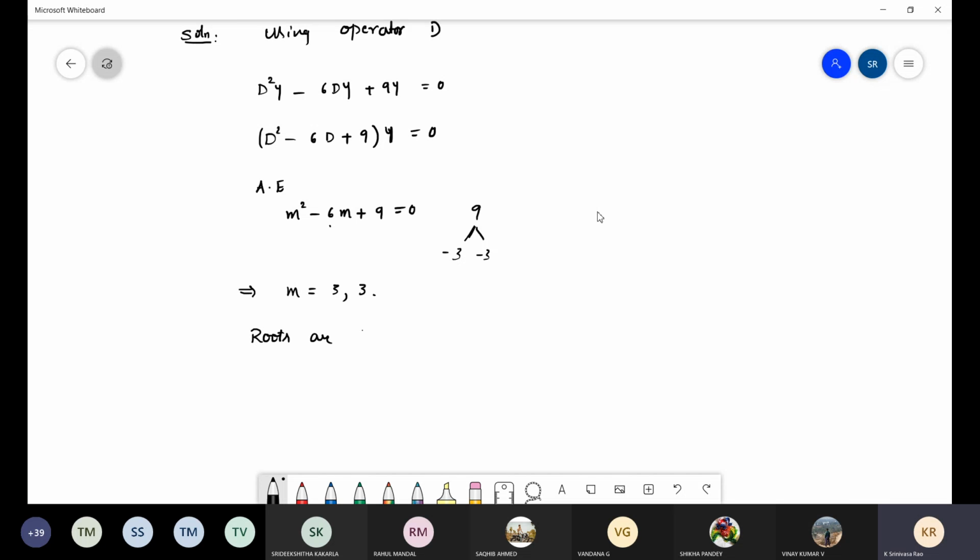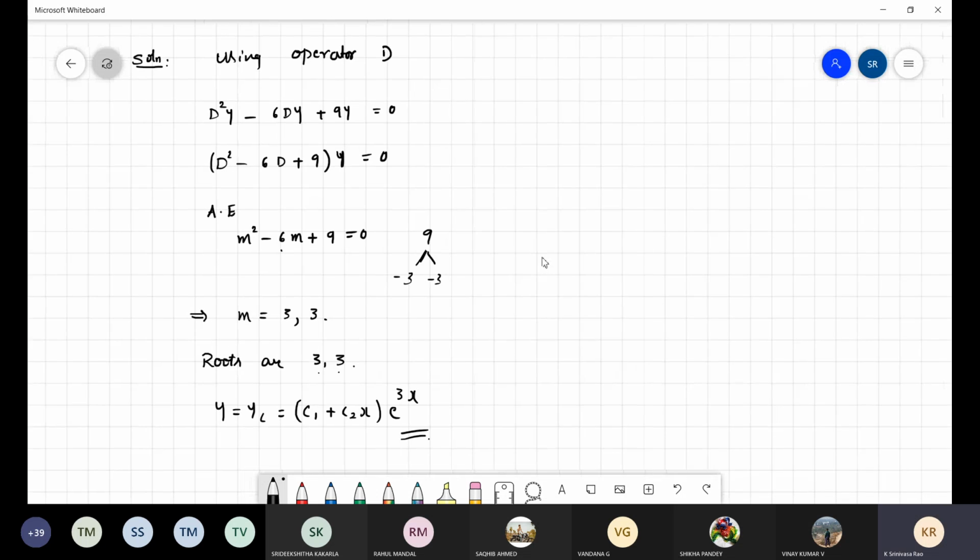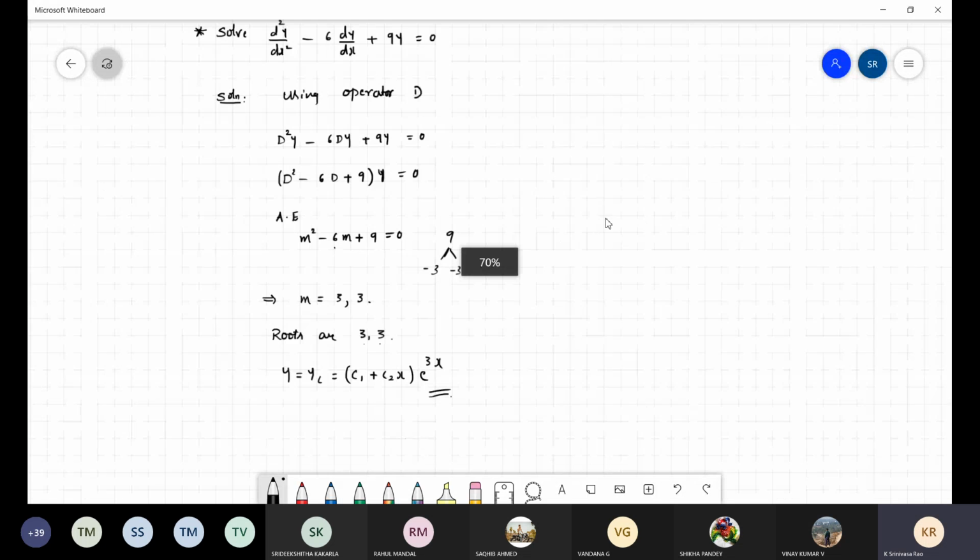Roots are 3 comma 3. Since the roots are real and equal, there are two roots, 3 and 3, so y equals yc, which is equal to (c1 plus c2x) multiplied by e power 3x. This is the solution. Got it?